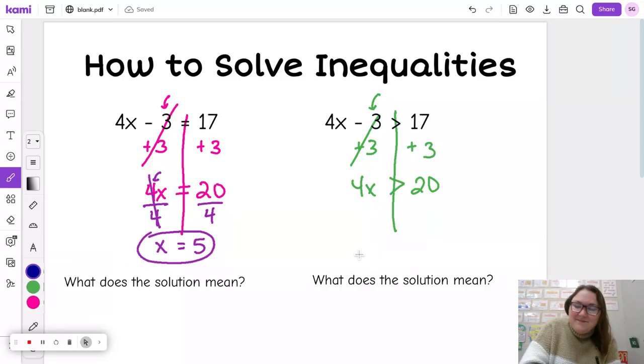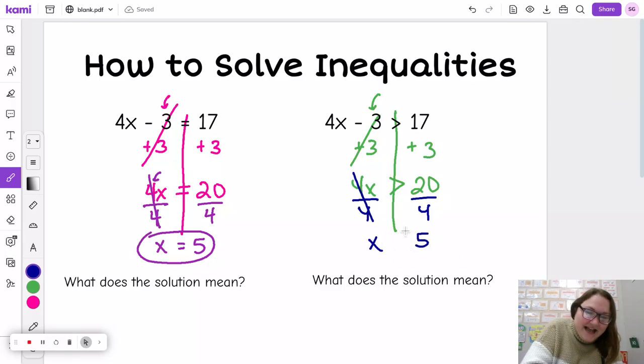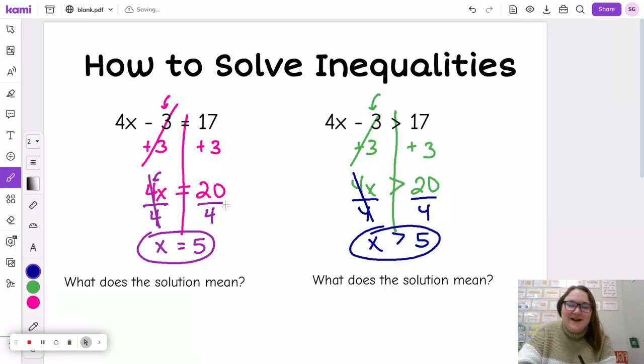And then for the last step, it's the same thing. 4x still means multiplication, so I still do the opposite and divide both sides by 4, and we get x is greater than 5. Again, the only difference is instead of equals 5, it's going to say x is greater than 5. We use the exact same steps. That is such great news because you already know how to solve equations, so it means you already know the steps for solving inequalities.